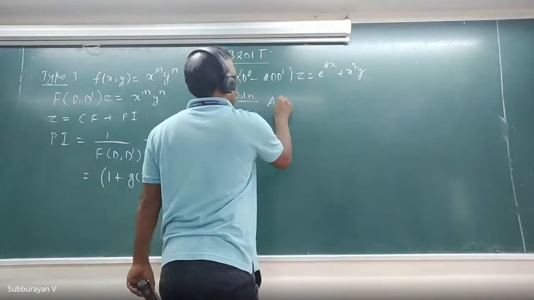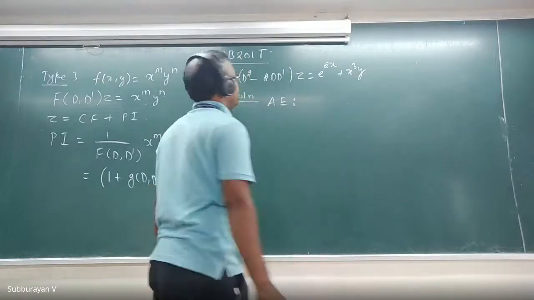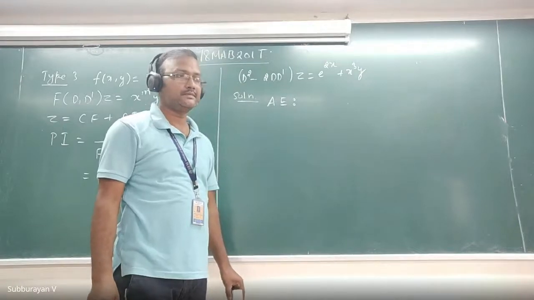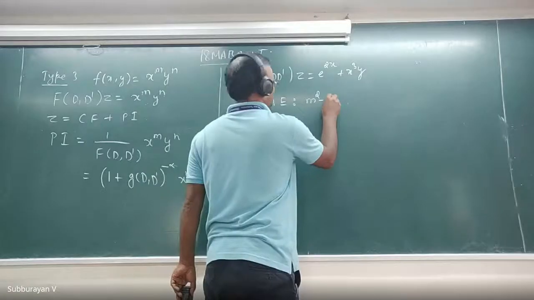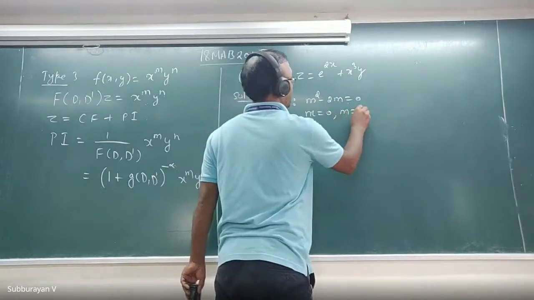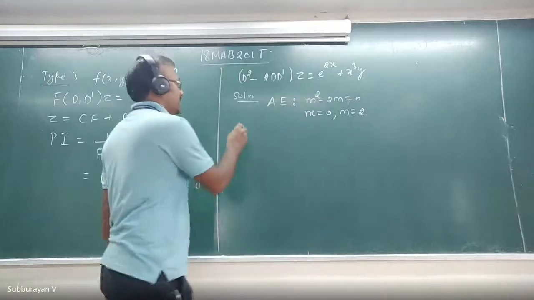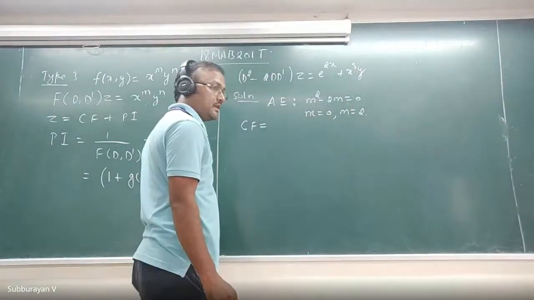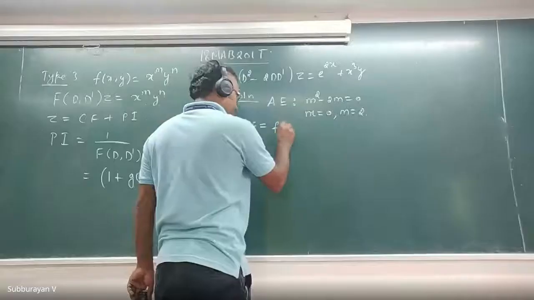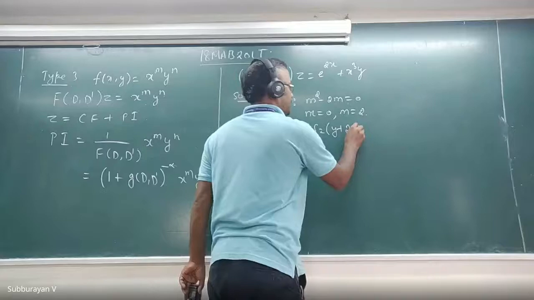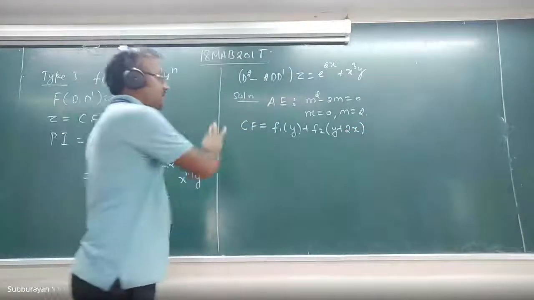What is the auxiliary equation for this equation? m square minus 2m equal to 0. Therefore the roots are m equal to 0 and m equal to 2. Therefore what is our complementary function CF? CF is f1 of y plus f2 of y plus 2x. Very good. We found out the complementary function.